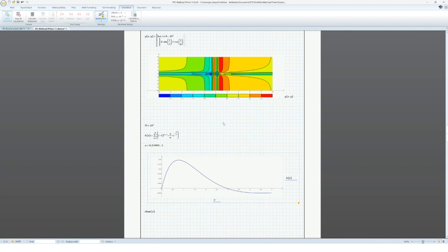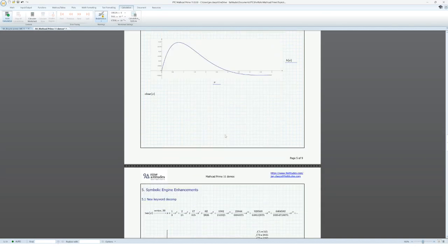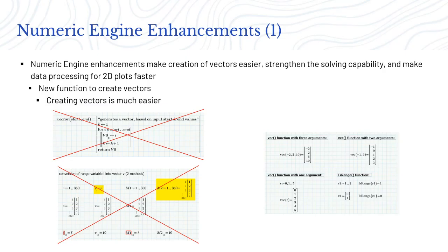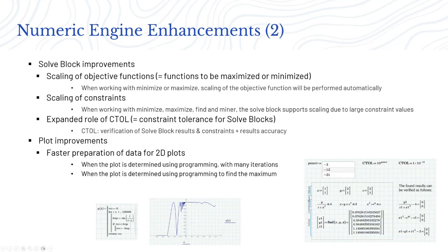You see, it still takes some time, but it's a lot faster than in Mathcad 10. Voila, that is the result. Back to the presentation. So I hope this is clear about the new vector function. I showed the solve block improvements and also some examples of plot improvements. In a lot of situations you will see that 2D plots are a lot faster in Mathcad Prime 11.